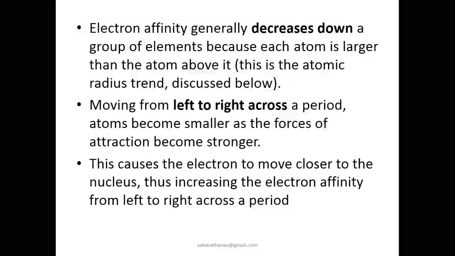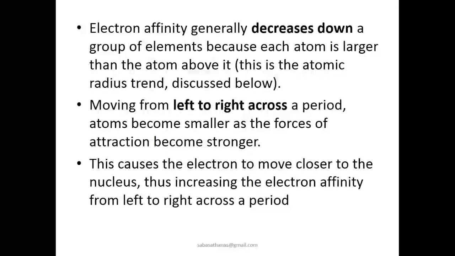Sasa electron affinity across the period na down the group. Down the group, the electron affinity generally decreases because each atom is larger than the atom above it. This is the atomic radius strength. Kwa as you move down the group, tunaona size inaongezeka, kwa unakuta hata ile force ya kuweza ku attract inapungua, lakini ile force ya kuweza ku accept electron inakuwa ni dhaifu, kwa ndio inadecrease.